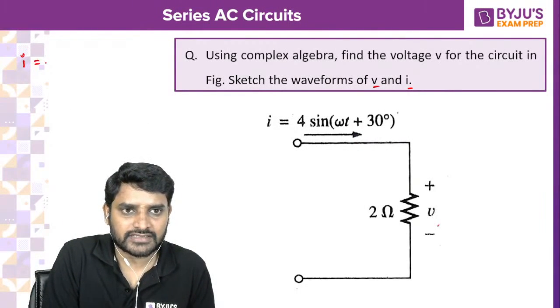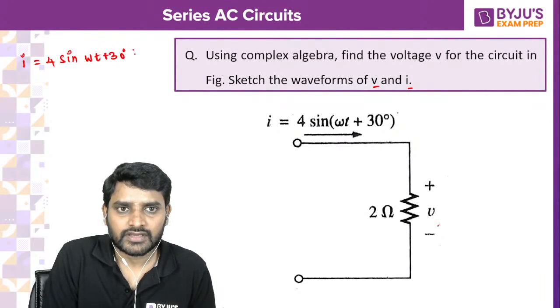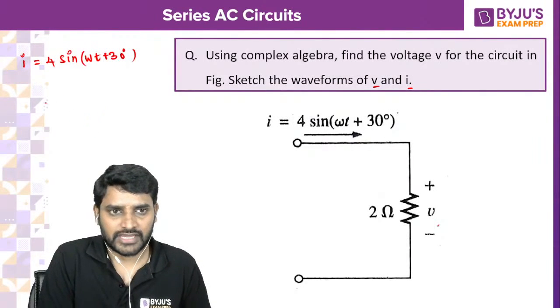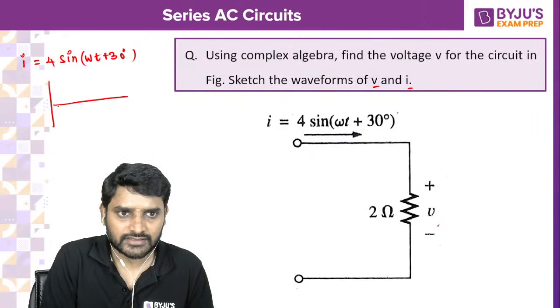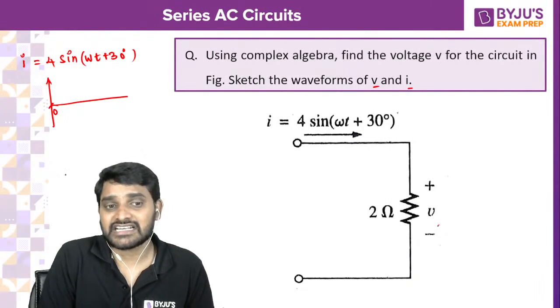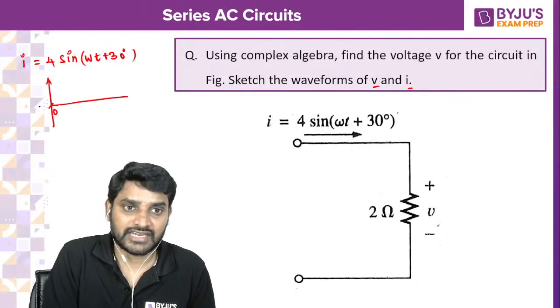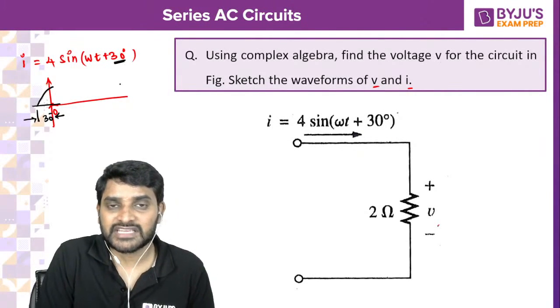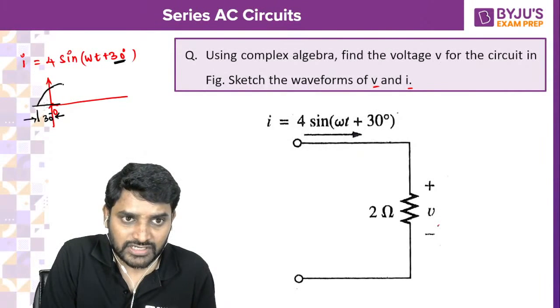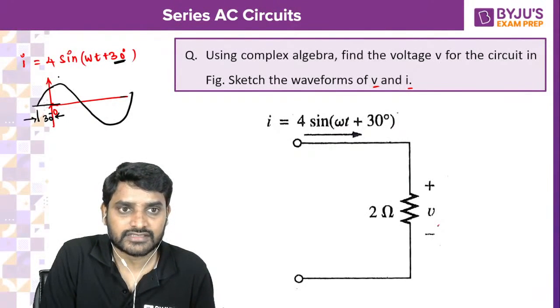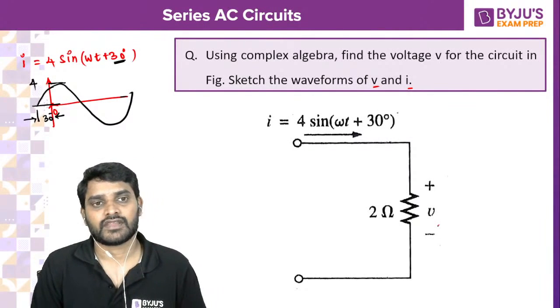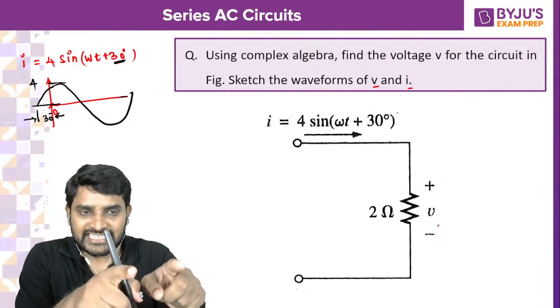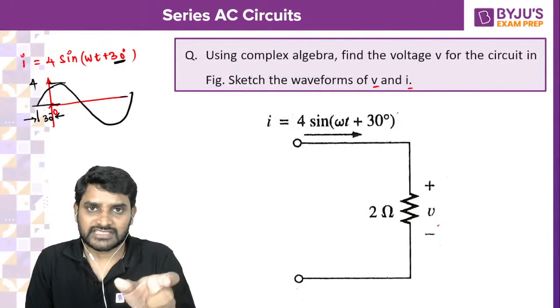If I is given as 4 sine omega t plus 30, this is the time domain. You can represent this waveform like this. You take 0. The current is not starting from 0. Current is much ahead of 0. How much ahead? 30 degrees ahead. Plus 30 degrees means 30 degrees ahead. So this maximum magnitude is going to be 4.